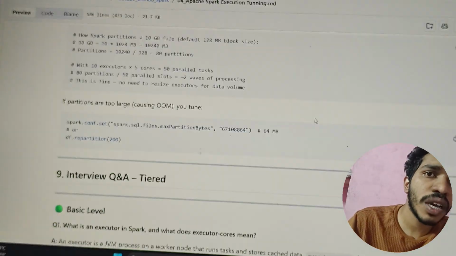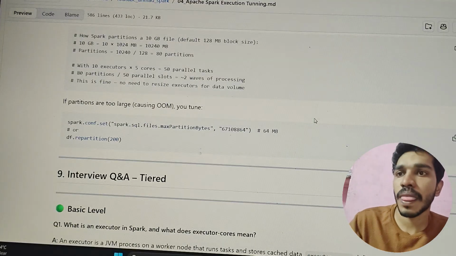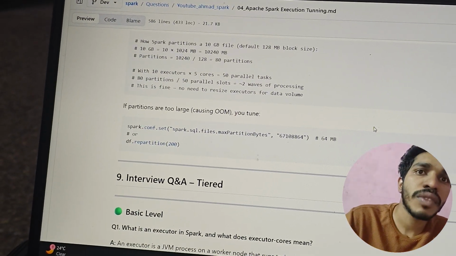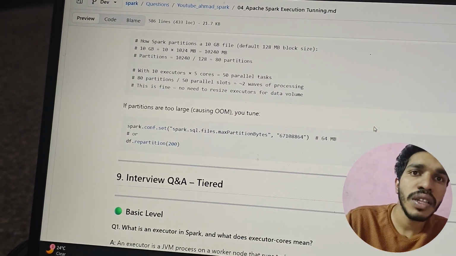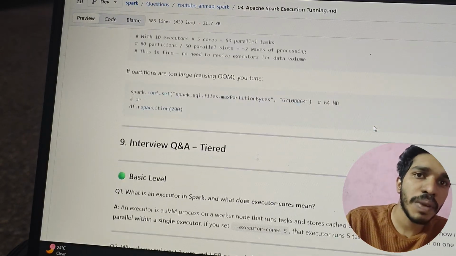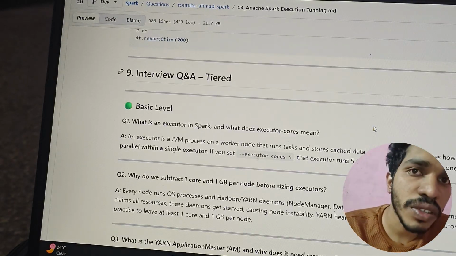for data volume. If partitions are too large, causing out of memory issues, then you tune spark.conf.set in brackets spark.sql.files.maxPartitionBytes to 64 MB, or you can repartition to 200. repartition in brackets 200. Interview questions will start.